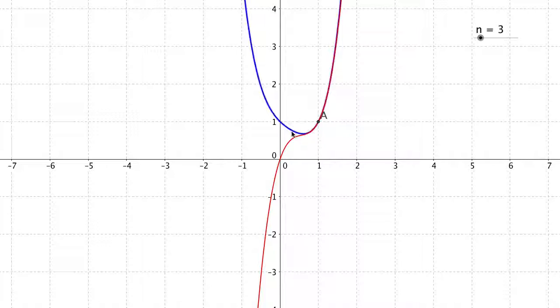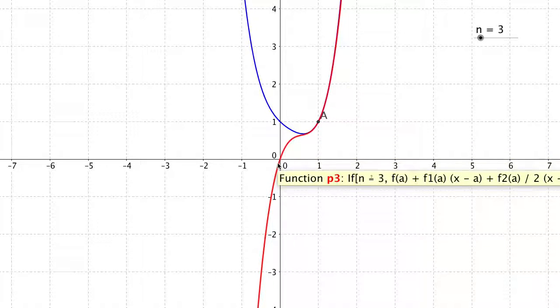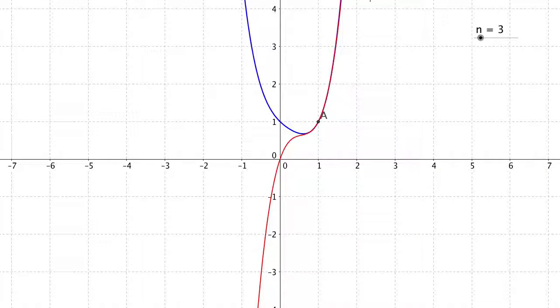And you can see all the way over here, it looks like a really, really great approximation, but then since it's a cubic as opposed to a quartic, it moves away over here. So the red is our Taylor polynomial, the blue is our original function.